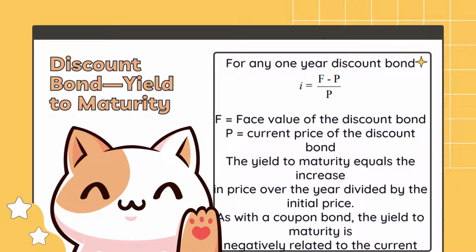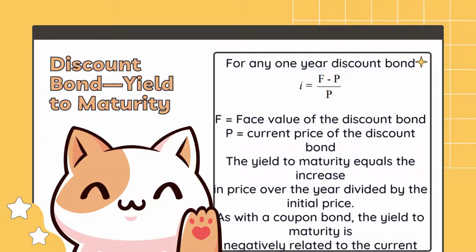So for any 1-year discount bond, ito yung formula. Simple lang yung formula if the discount bond is good for a year lang. So, I is equals to F minus P all over P, where F is the face value of the discount bond.